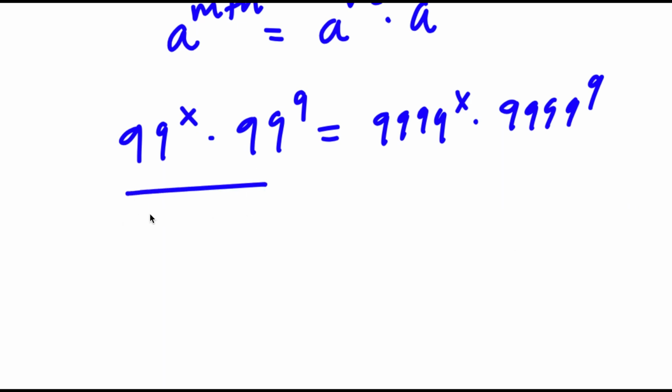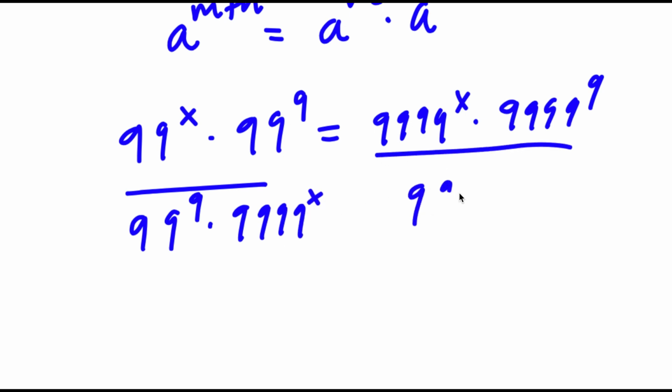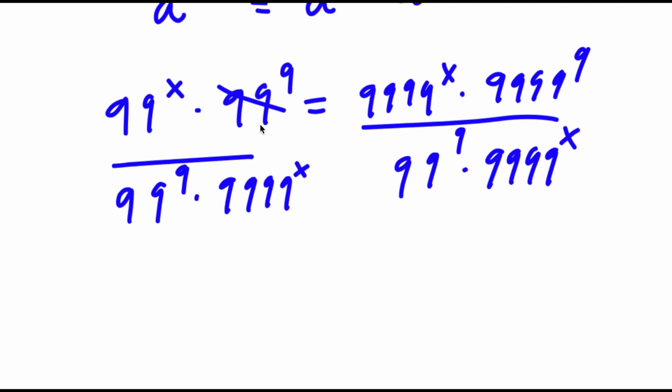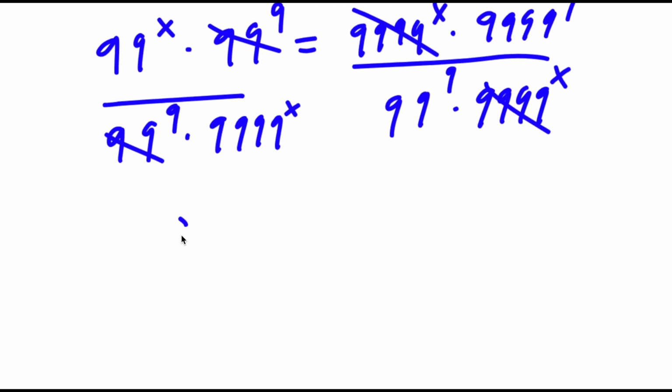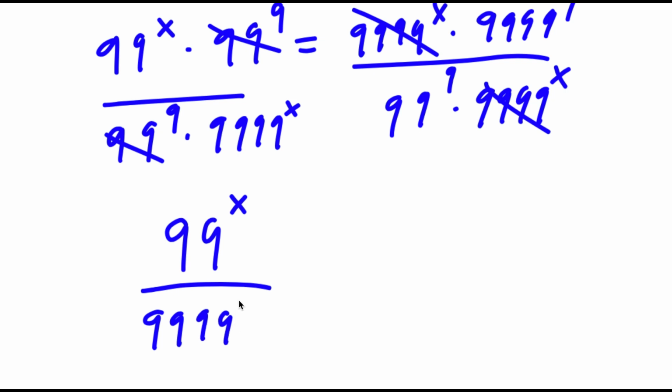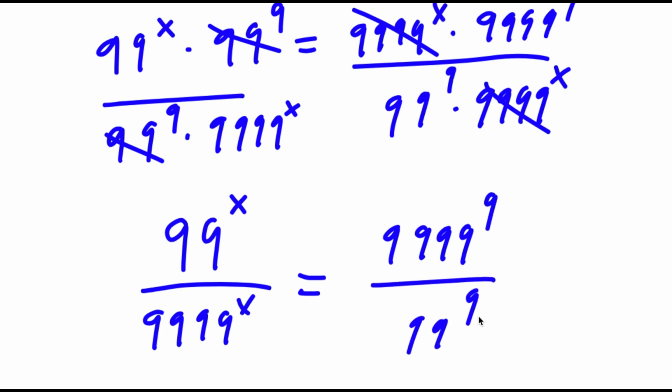Now I'm going to divide both sides by 99 to the power of 9 times 9,999 to the power of x. So then these two cancel out for my left-hand side, and these two cancel out for my right-hand side. So now I have 99 to the power of x over 9,999 to the power of x is equal to 9,999 to the power of 9 over 99 to the power of 9.